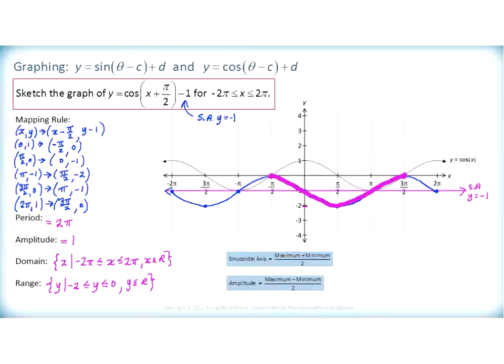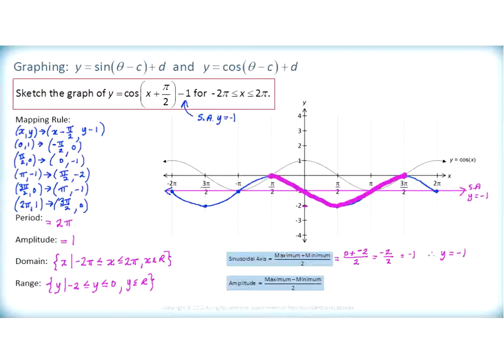and y belongs to the set of real numbers. Remember also that you can determine the equation of your sinusoidal axis and the amplitude using the given formulas. So the maximum value of this function is 0, plus the minimum value of -2, divided by 2. So that's equal to -2 over 2, which is equal to -1. That gives you the equation of your sinusoidal axis: y equals -1.